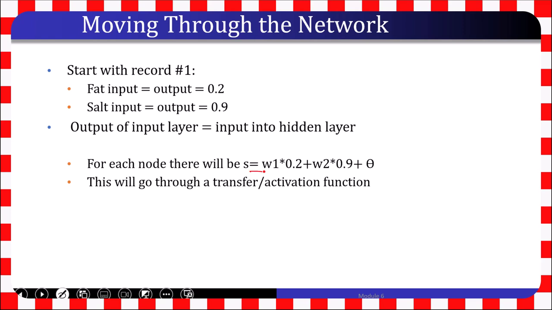For each node, there will be this term, which is a weighted average of the inputs, and the bias term. I'm not going to use two biases, so this theta is going to represent both biases at the same time. This term, the weighted average of the inputs, is going to go through a transfer or activation function, which means that I am not going to take just the sum of these variables, but there is going to be a transferred version of this term.